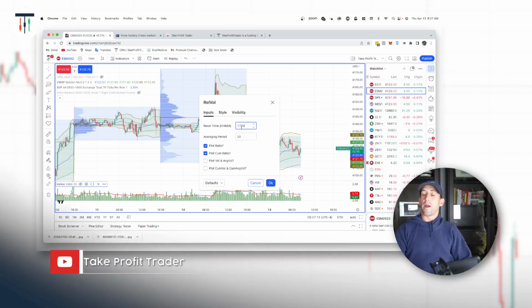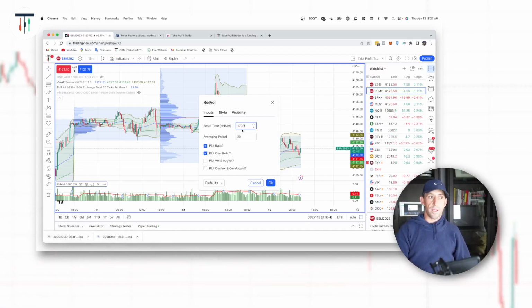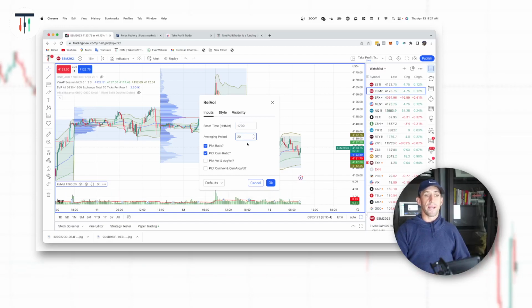It tells me at what time of day I want this to start, and I can change the average here to a 20-day. I use a 20-day because that's what I've always used. It'll give me the average. It'll tell me today's volume versus the average period. So if I'm looking at 20 days, it's telling me today versus the average of the last 20 days, and you could plot the ratio and the cumulative ratio.